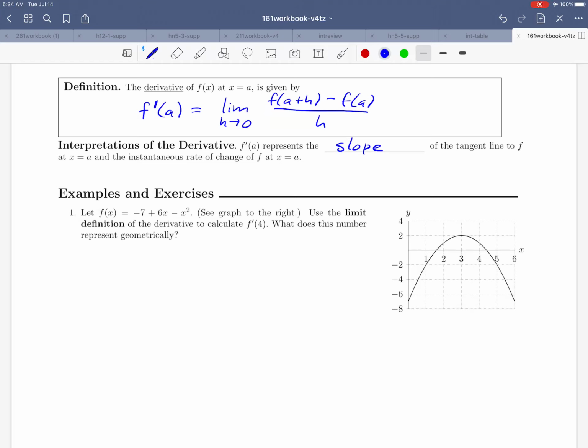Welcome back, everybody. We are looking at exercise 1, and we are still on page 19 of the workbook here. This is going to be our first example of calculating a derivative. Okay, let's read this question together.